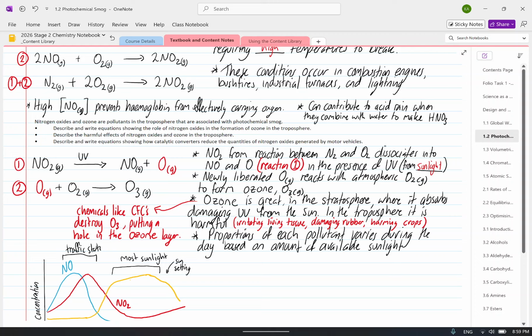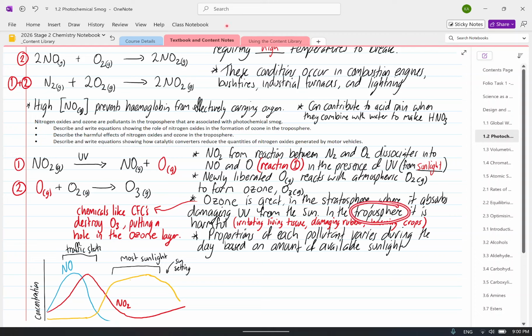Now, you may have heard of ozone before. It is an important molecule and we definitely need it, but we need it in the stratosphere, so in a much higher layer above the Earth's surface, because when it's up there, it will absorb UV radiation from the sun that would otherwise cause damage to living things on Earth.